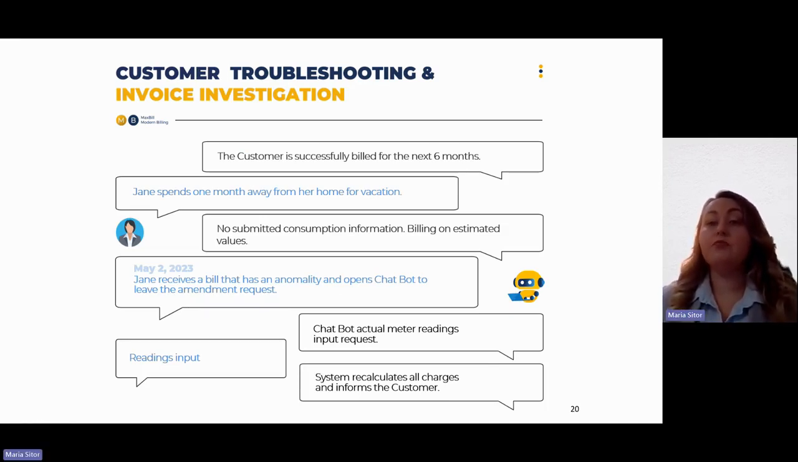After the successful usage of the dual fuel services for 6 months, Jane decided to spend 1 month outside of her home on vacation. So she had no time to submit her consumption information, and the system saw that there is no consumption. So the billing at the end of the month was made on the estimated charges.